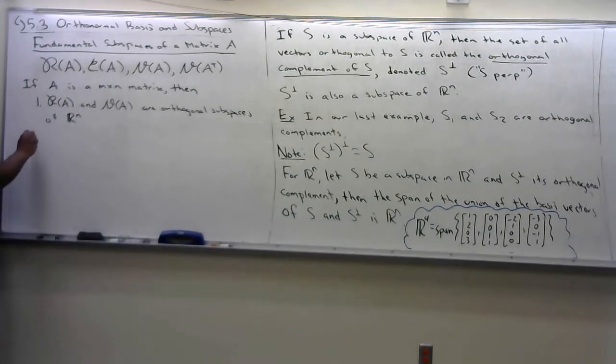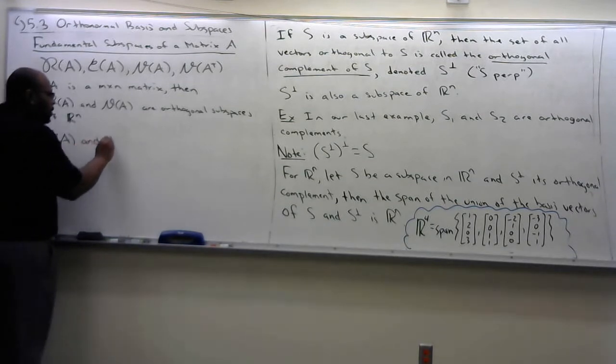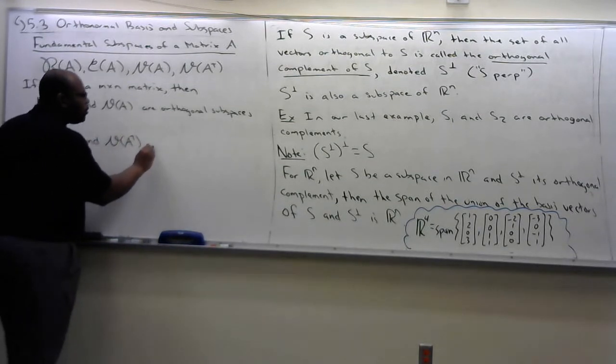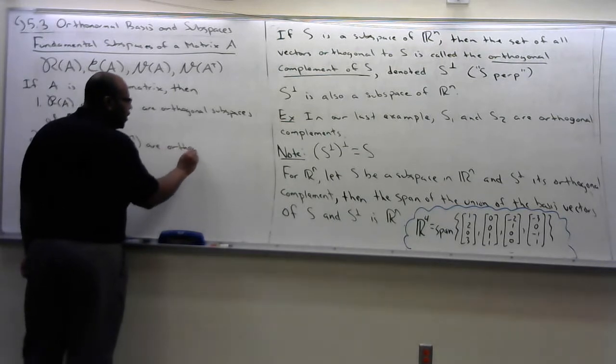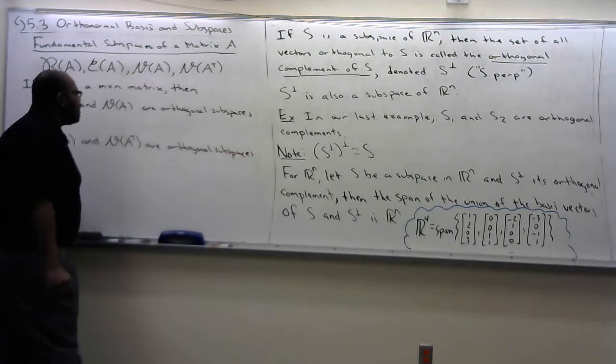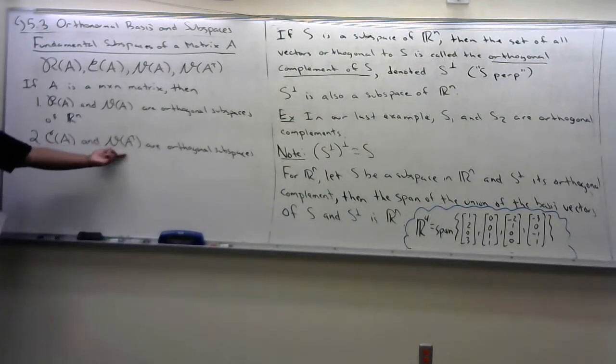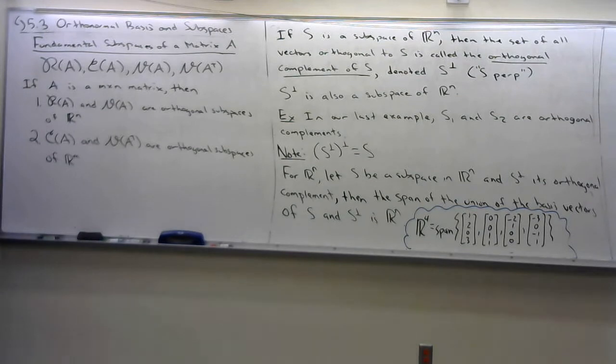2, you probably know where I'm going to go with this one. The column space of A and the null space of A transpose are orthogonal complements, or orthogonal subspaces in this case. Orthogonal complement says something a little bit stronger, meaning that all of the vectors that are orthogonal to the column space are going to be in the null space of A transpose. That's what we mean by orthogonal complement. These guys are orthogonal subspaces, but they're also, more strongly, orthogonal complements of each other.